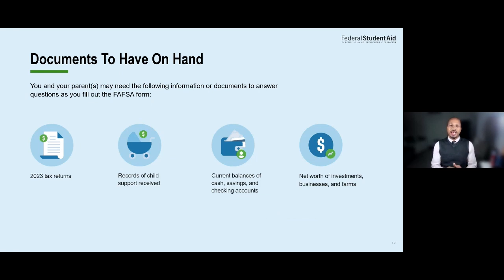A couple of things to have on hand are your 2023 tax returns, as well as any child support you did receive, the current balance of your checking and savings accounts and your cash on hand, and the net worth of your investments. Let me pause right here for a moment, because if you're completing the 25-26 FAFSA form, then we're going to need 2023 tax returns because it operates on what's called a prior year. An easy way to look at that is that when you see that first year, 2025, just subtract 2 years from that. And it's very helpful, particularly if you have not completed the 24-25 FAFSA form.